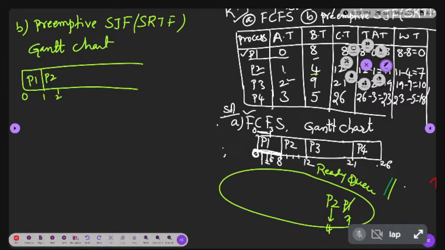Compare who is shortest: P2. Because of that reason, we tell P1 to go back and wait. So go back and wait here. P1 is 7 seconds. Don't cross it. Let's say P1 is still waiting for 7 more seconds.